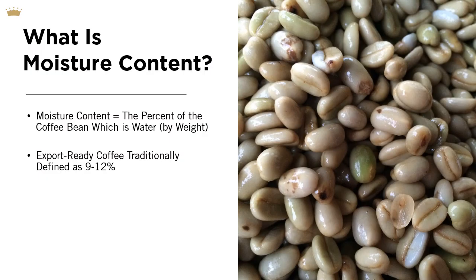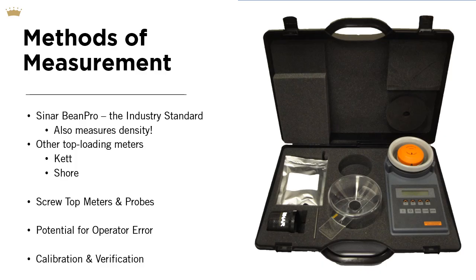So what is moisture content when we talk about green coffee? Well, it's simply the percent of the coffee bean which is water by weight. Export-ready coffee traditionally has been defined as 9 to 12% moisture content. Measuring moisture content for coffee isn't terribly difficult. The industry has a number of meters that are available for different price ranges.